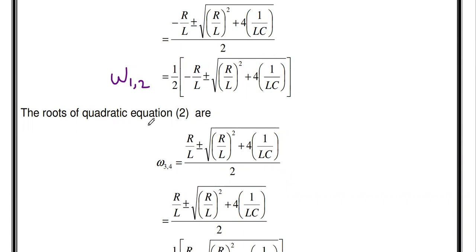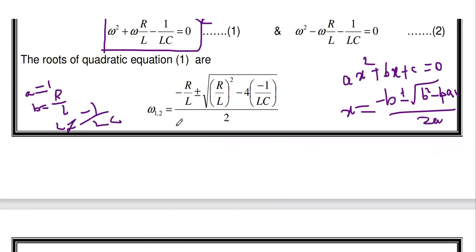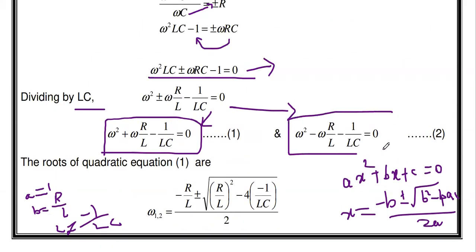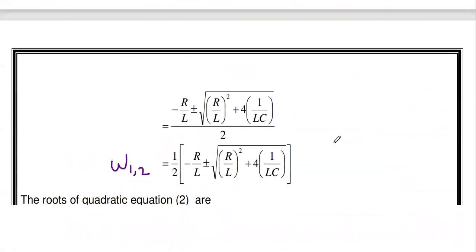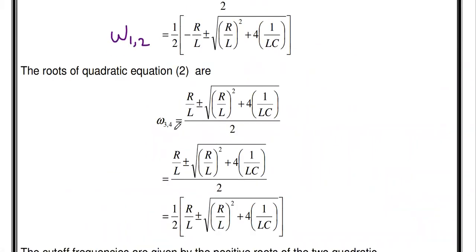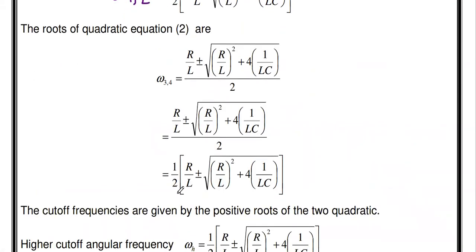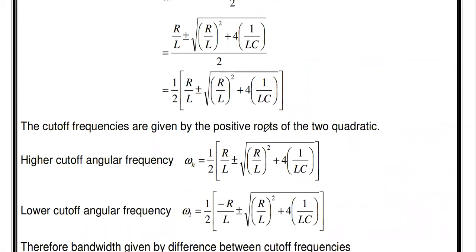Okay. Similarly, the roots of the second quadratic equation. So you see, this is the second quadratic equation: omega squared minus omega R by L minus 1 by LC. Here the only difference is that the b value is minus R by L. So similarly, by solving the second quadratic equation, we can get the two roots, omega 3 and omega 4. The two roots are 1 by 2 into R by L plus this value, and 1 by 2 into R by L minus this value. Okay. So we can get the four roots.